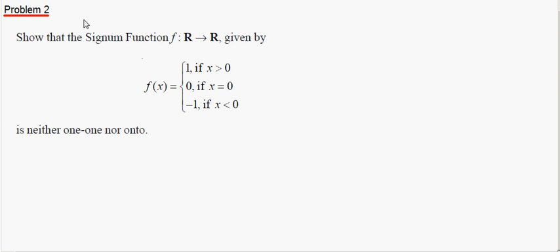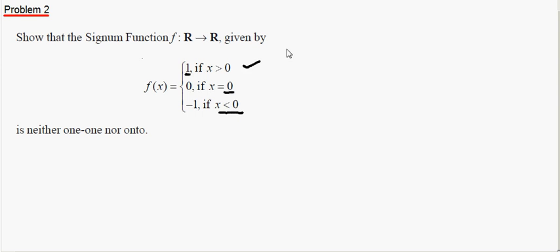What is given here? Show that the signum function f from R to R is neither 1 to 1 nor onto. You know what the signum function is. As I've already told, when x is greater than 0, that means when you select a positive value of x, the value of f(x) will always be 1. If you substitute x equal to 0, it will be 0. And whenever you select a negative value, it will always be minus 1.